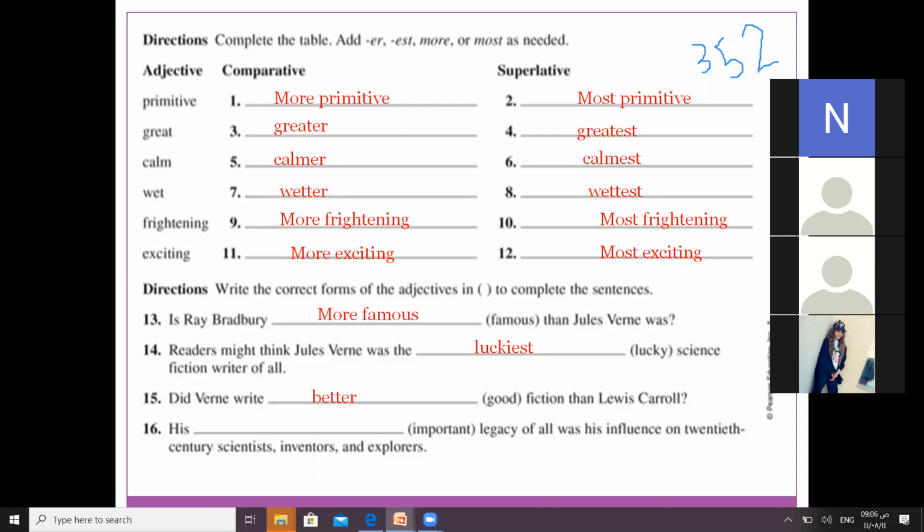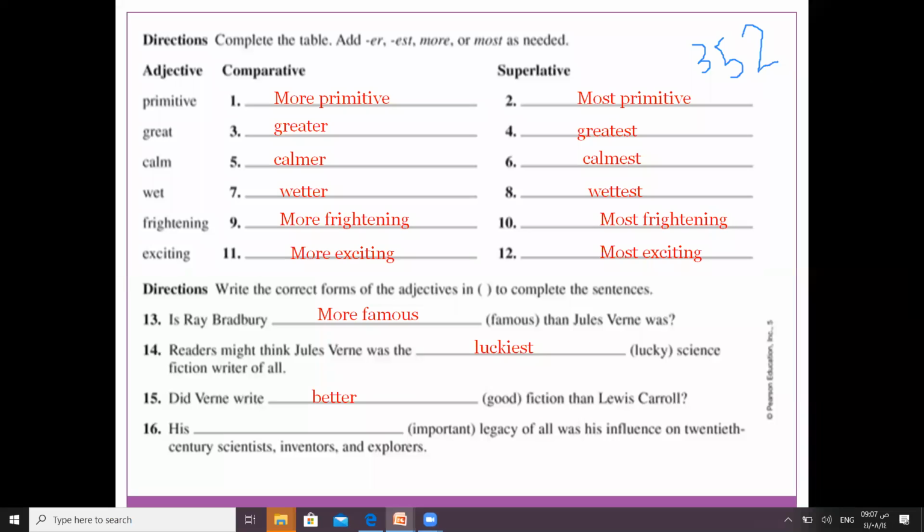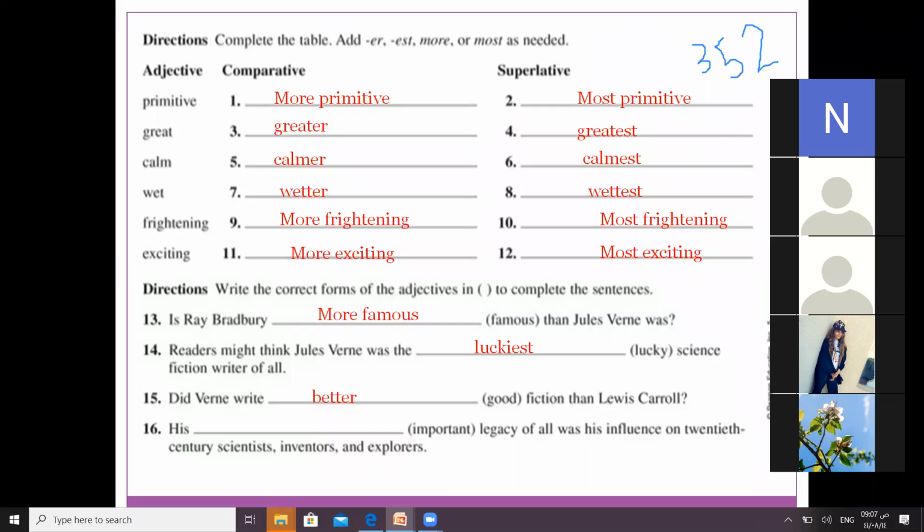Now, 16. Important legacy of all was his influence on 20th century science. Most important. Why did he use most? Because it has more than two syllables. Why did he use most, not more? Because it's superlative, instead of all. I'm comparing between more than two. Most important. So proud of you, grade 5.